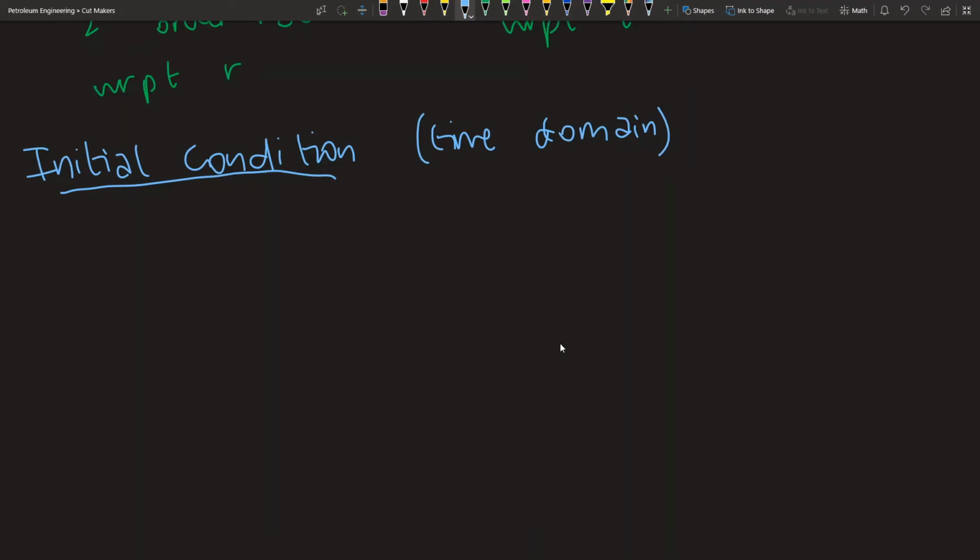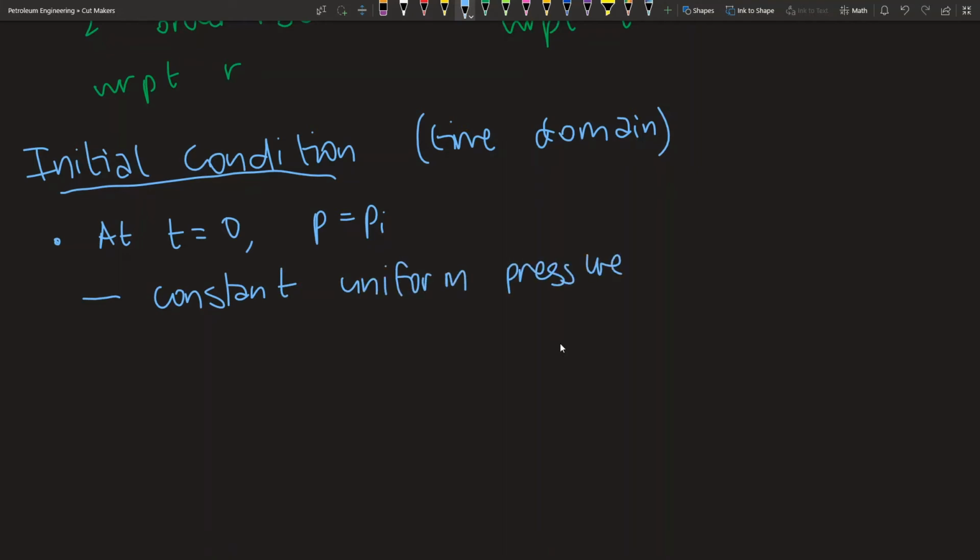Okay, so the assumption is that at time t equals 0, p equals p sub i. This means that the reservoir has a constant uniform pressure at t equals 0. Okay, and we can express this condition typically as follows: p of r, t equals 0 equals p sub i. So now the question is, how can we convert this to dimensionless form?